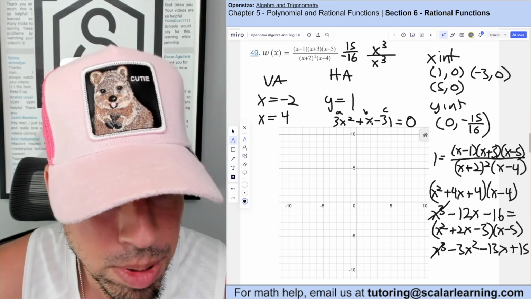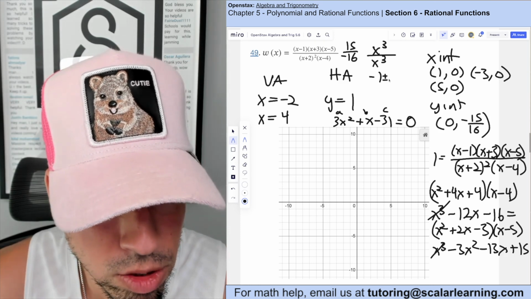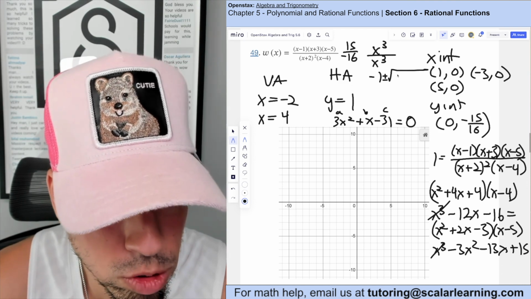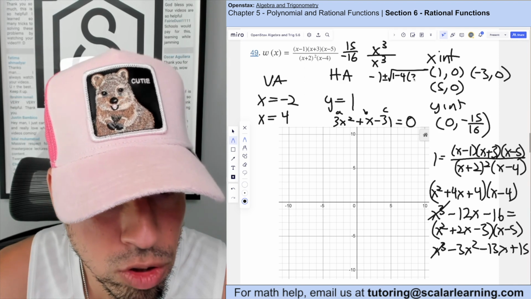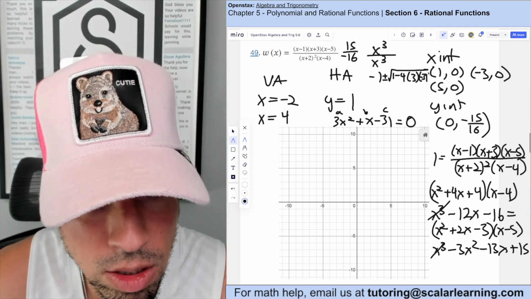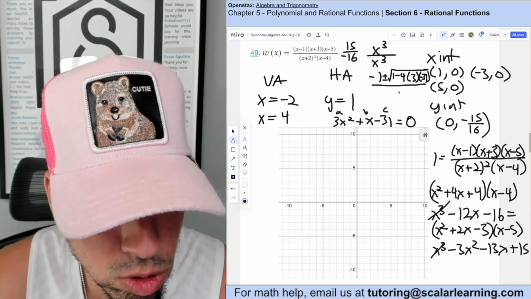So if we got a, b, and c like that, we've got -b, which is -1, plus or minus the square root of b squared. 1 squared, excuse me, is 1 minus 4 times a, which is 3, times c, which is -31. Let's see if we can fit that in there. All over 2 times a, 2 times 3, which is 6.